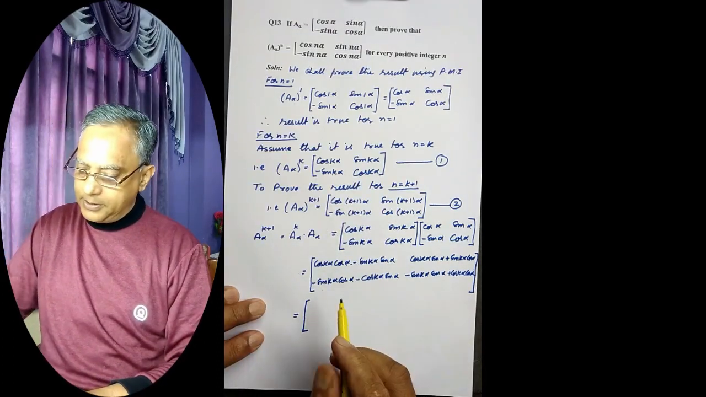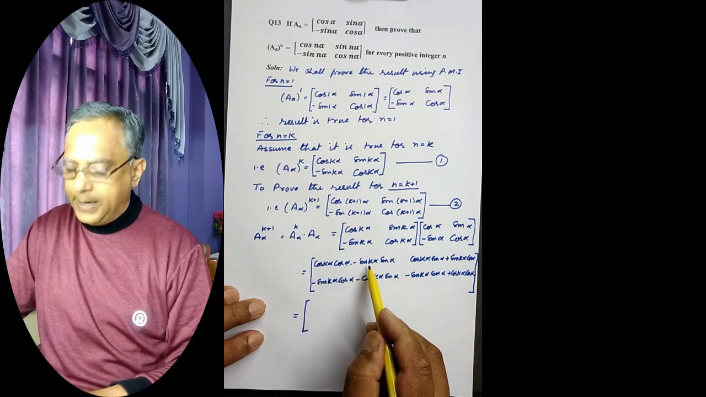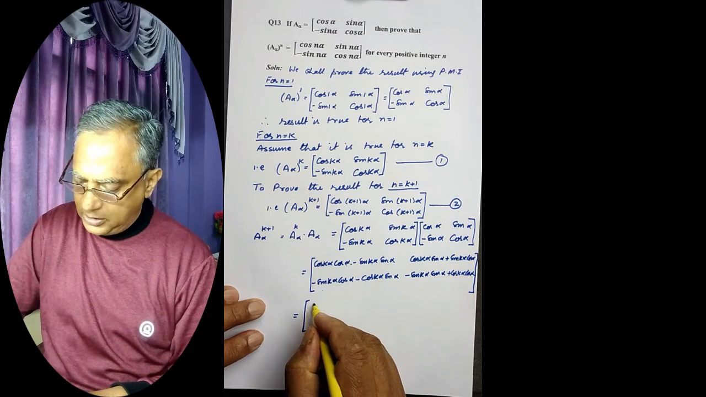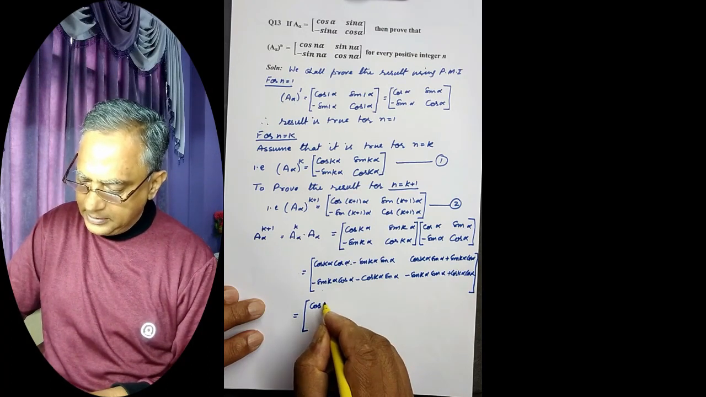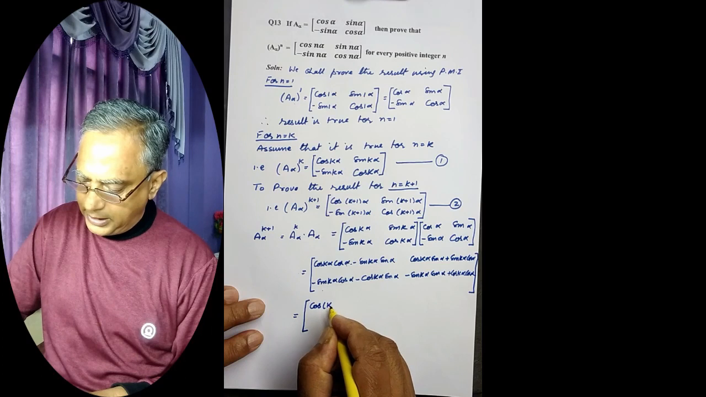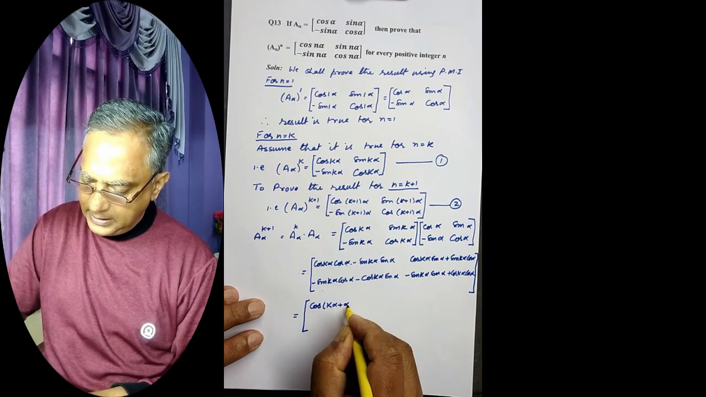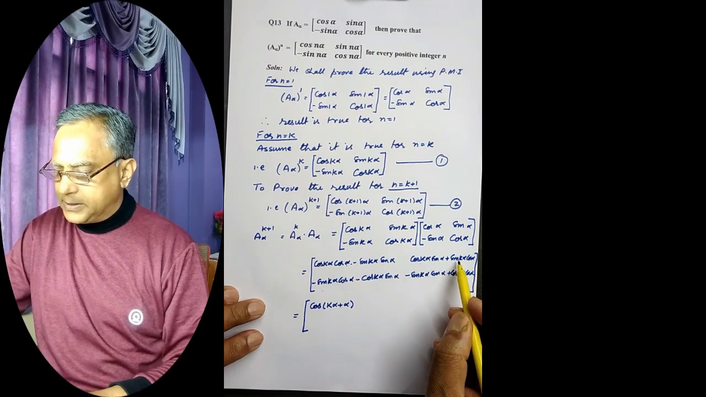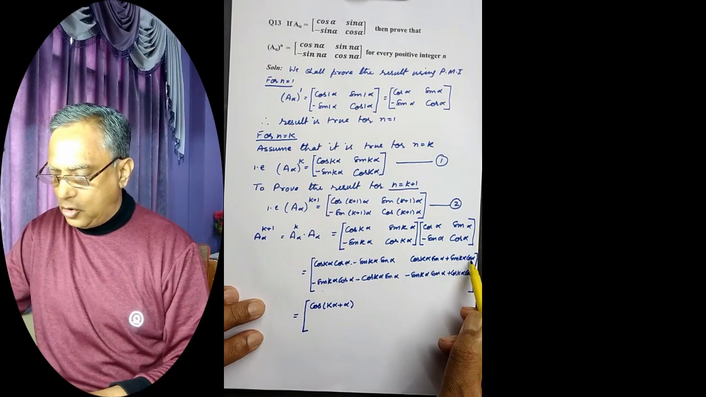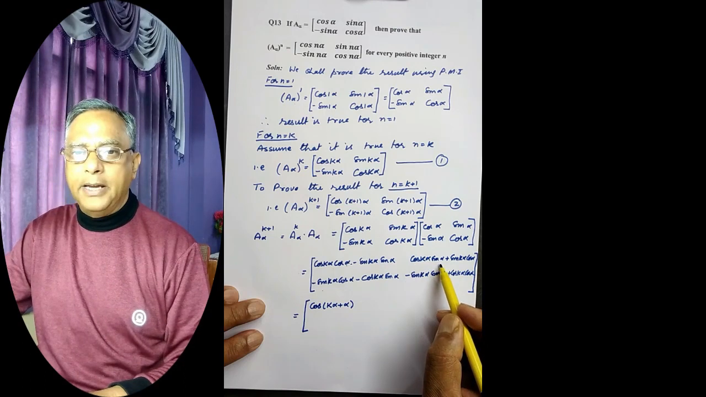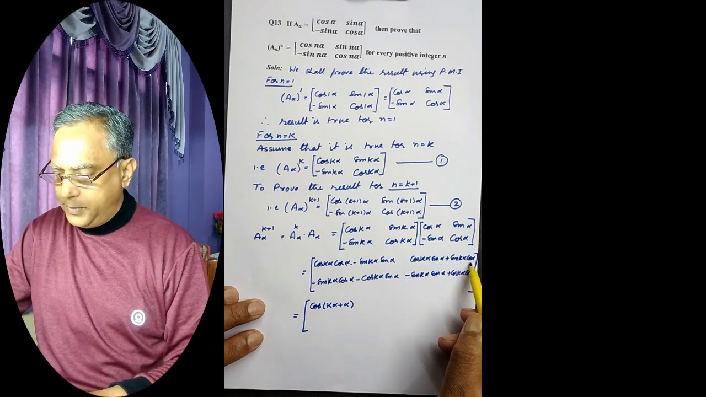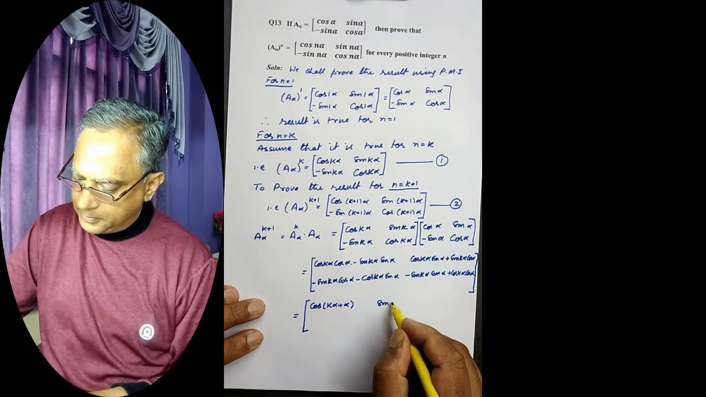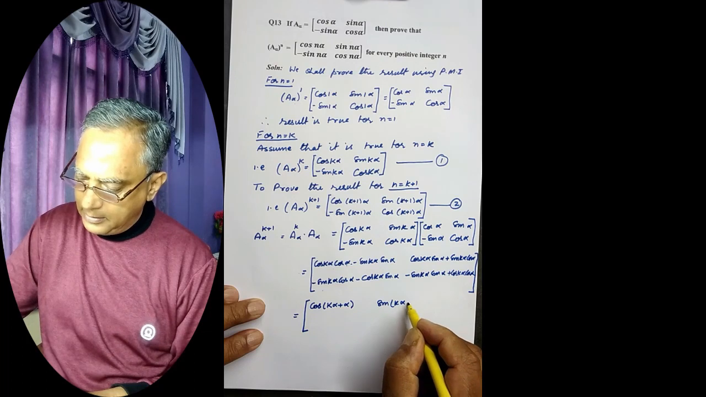Simplification: cos A cos B minus sin A sin B is cos of A plus B. That is cos of k alpha plus alpha. This is cos A sin B plus sin A cos B. The formula is sin A cos B plus cos A sin B. So this will be sin of A plus B, that is sin of k alpha plus alpha.